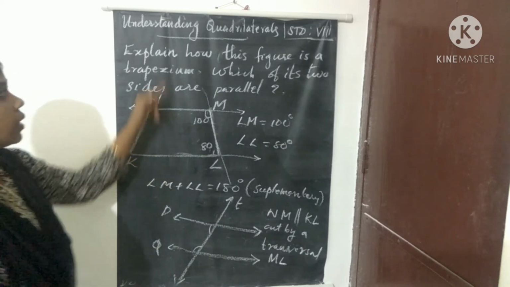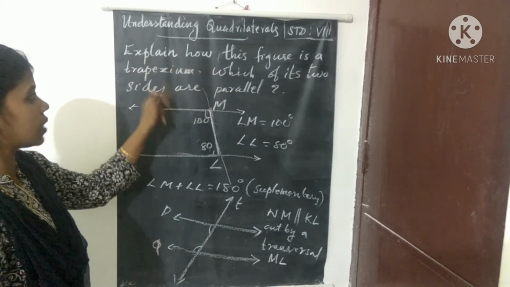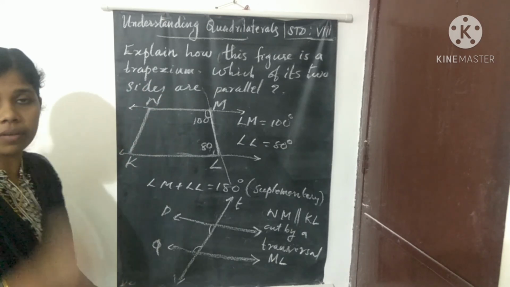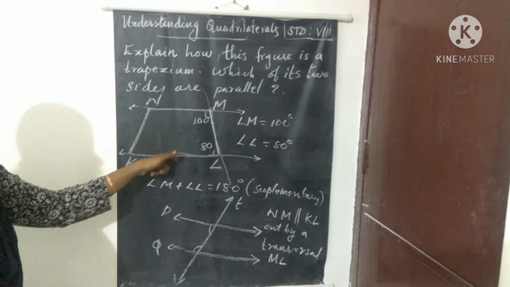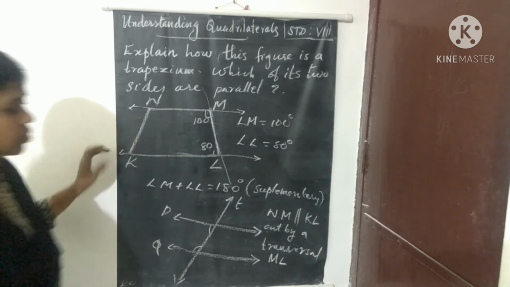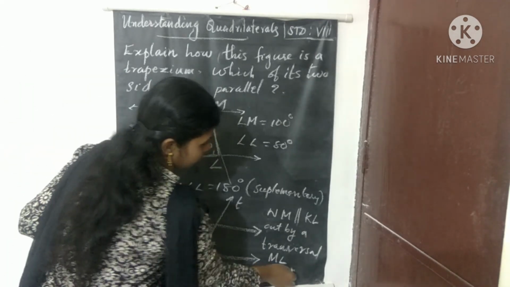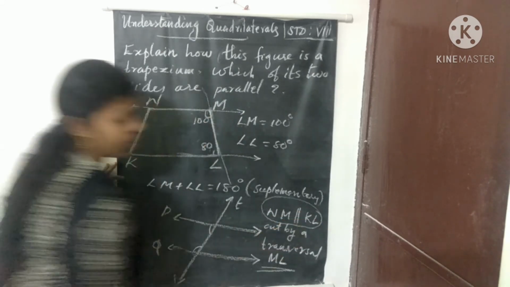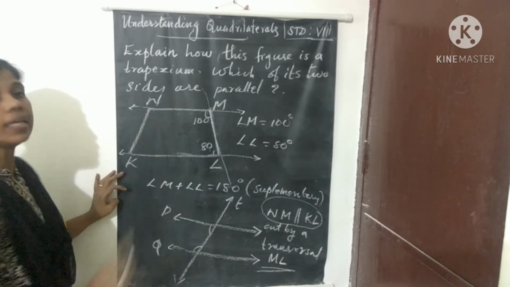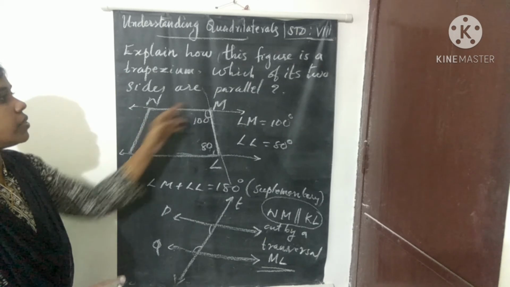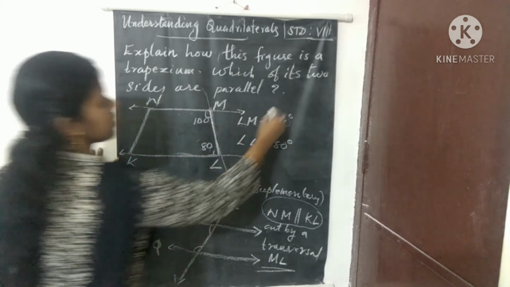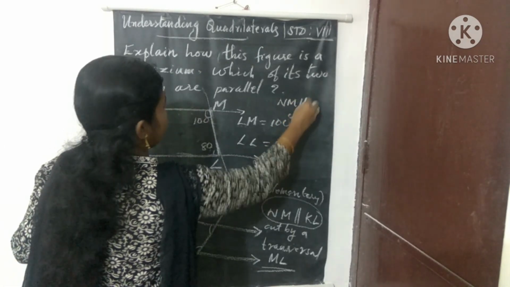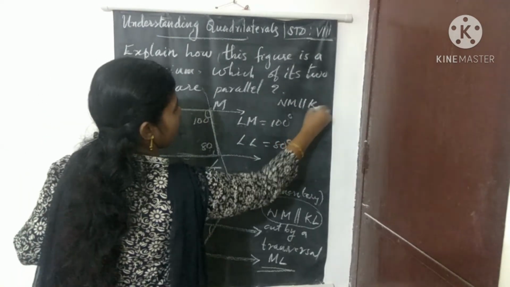Here I explain how this figure is a trapezium. What is the property of a trapezium? One pair of parallel lines. Here we get one pair of parallel lines, so it is a trapezium. Which of its two sides are parallel? NM is parallel to KL.